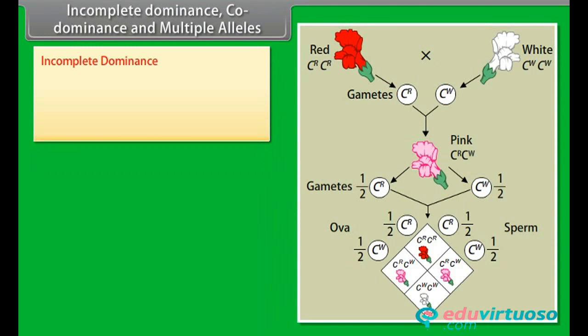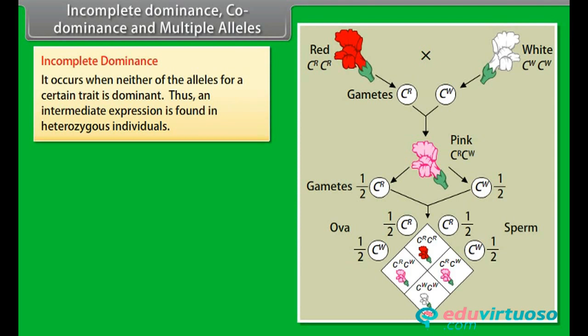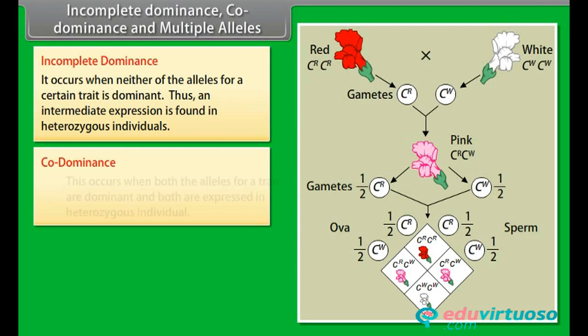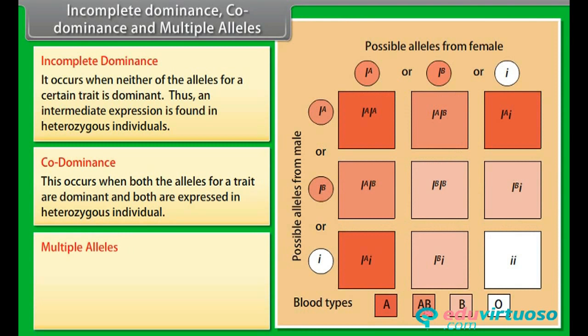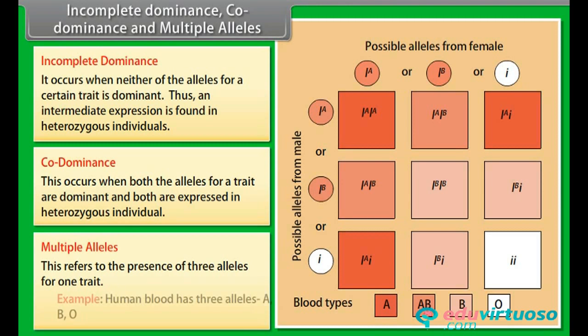Incomplete dominance. It occurs when neither of the alleles for a certain trait is dominant. Thus, an intermediate expression is found in heterozygous individuals. Codominance. This occurs when both the alleles for a trait are dominant and both are expressed in heterozygous individual. Such a phenomenon can be observed with multiple alleles. Multiple alleles. This refers to the presence of 3 alleles for one trait. Example: human blood has 3 alleles, A, B, O.